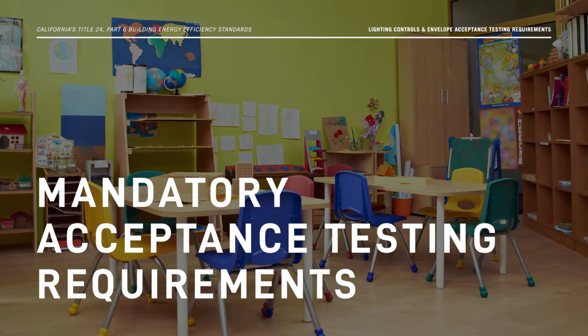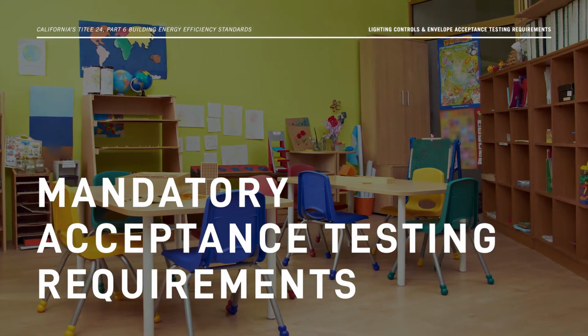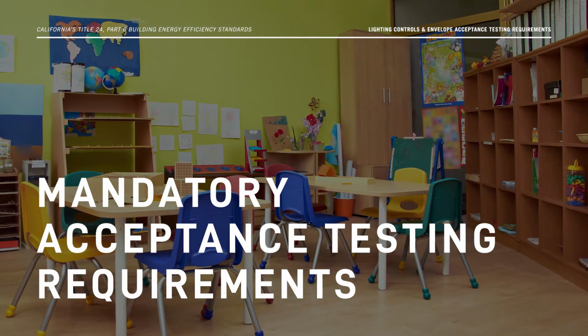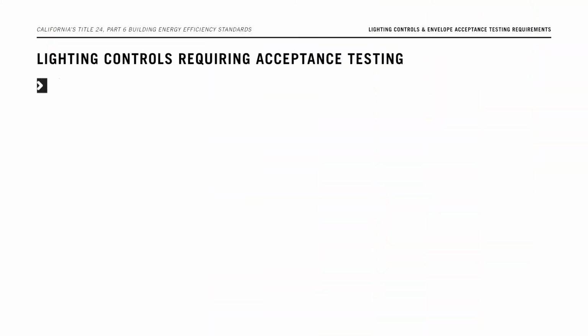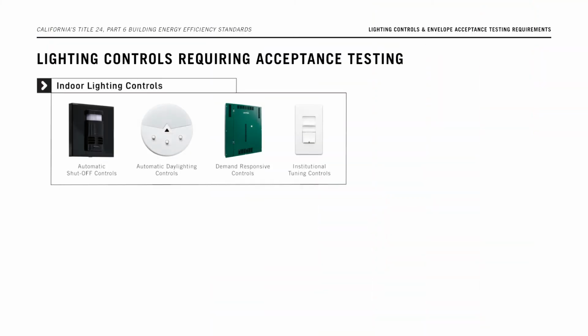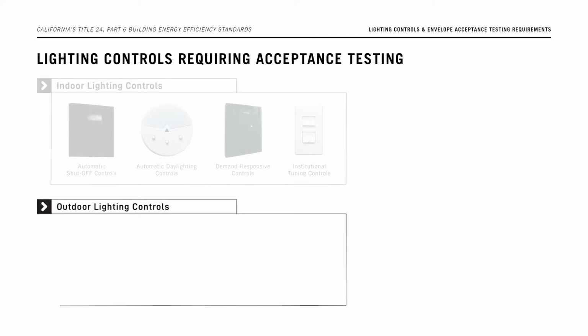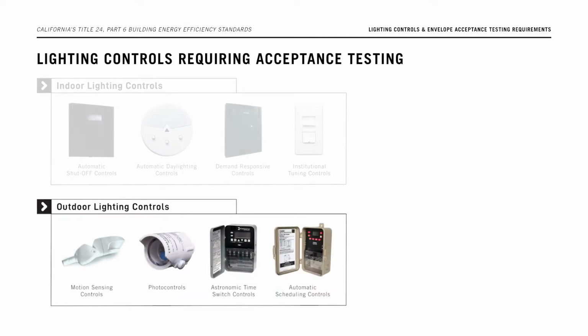Lighting controls acceptance testing is required when certain indoor and outdoor lighting controls are installed. The indoor controls include automatic shutoff controls, automatic daylighting controls, demand responsive controls, and institutional tuning controls. While the outdoor controls that require acceptance testing include motion sensing controls, photo controls, astronomical time switch controls, and automatic scheduling controls.